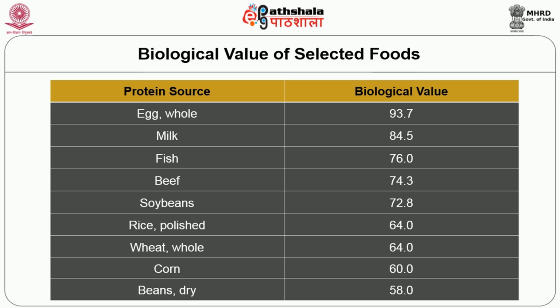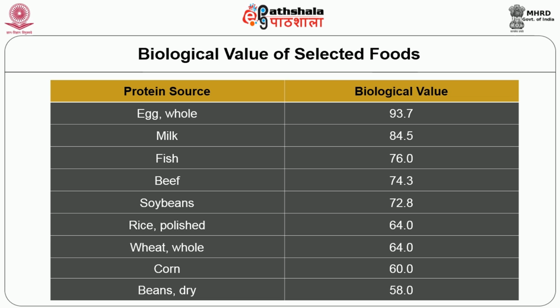Beef, which some sections of people also consume for nutritional value, also has a good biological value of 74.3. Soybeans, which is a plant source, also have 72.8% biological value, more or less on par with animal protein like beef or fish. Rice, which we consume as a staple food, and wheat, which people consume a lot in northern India, have a similar biological value of 64. Corn and beans, if you take, are around 60, and dry beans, that is 58.